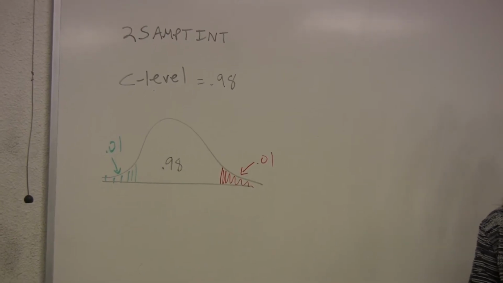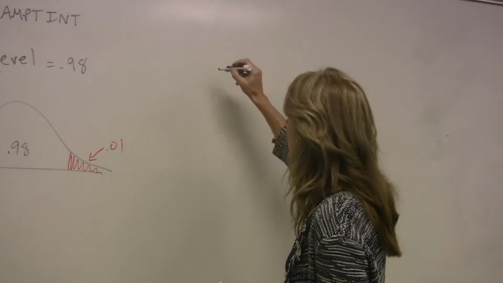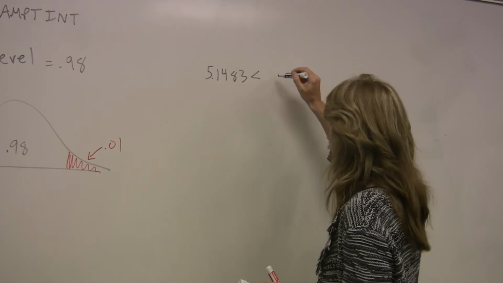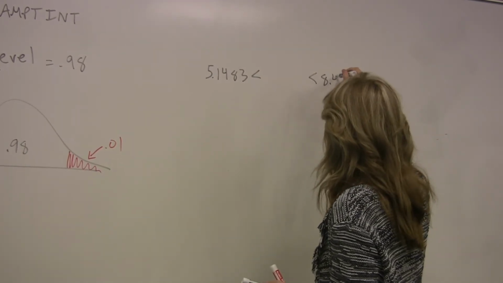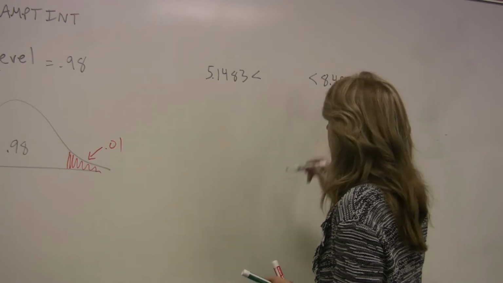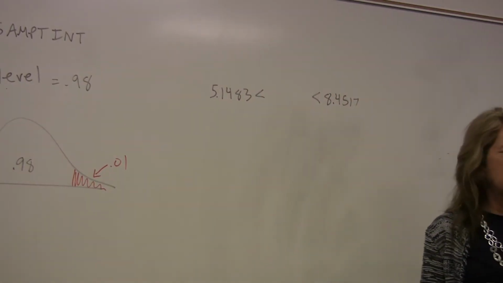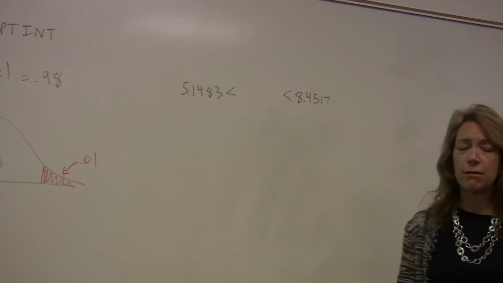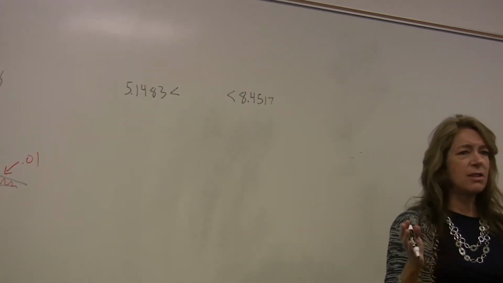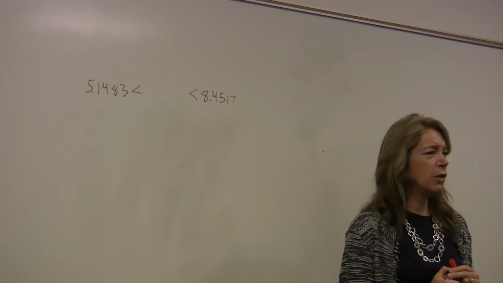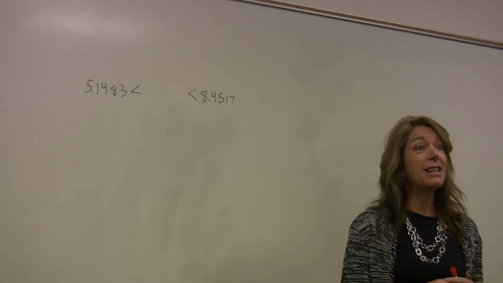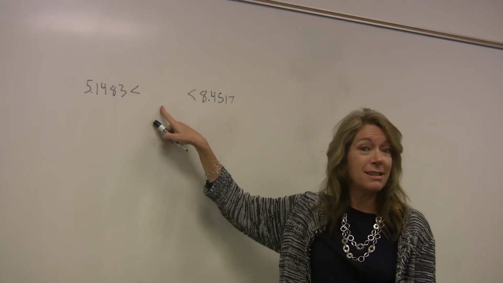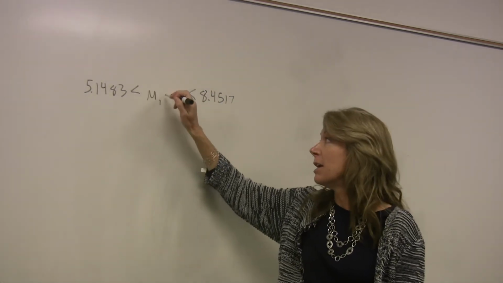And what do we get? 5.1483 and 8.4517. No zero. What are those? The critical values? They're not critical values. They're the edges that describe my interval, but what am I looking for an interval for? The difference in height. Aha, the difference in the mean heights. So that's the minimum and the maximum. But what do I write for the difference in the means? Mu1 minus mu2.